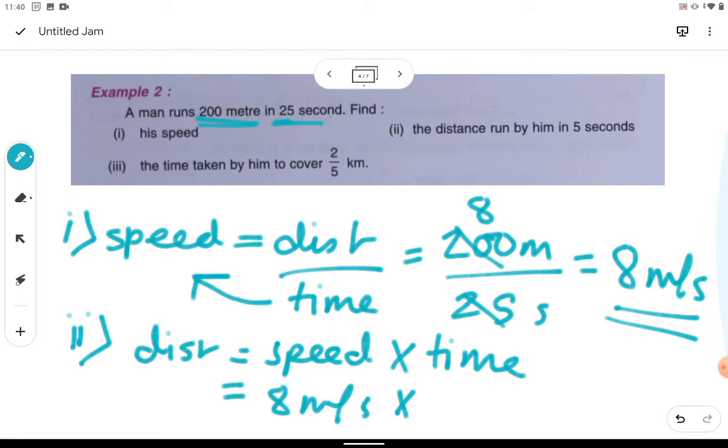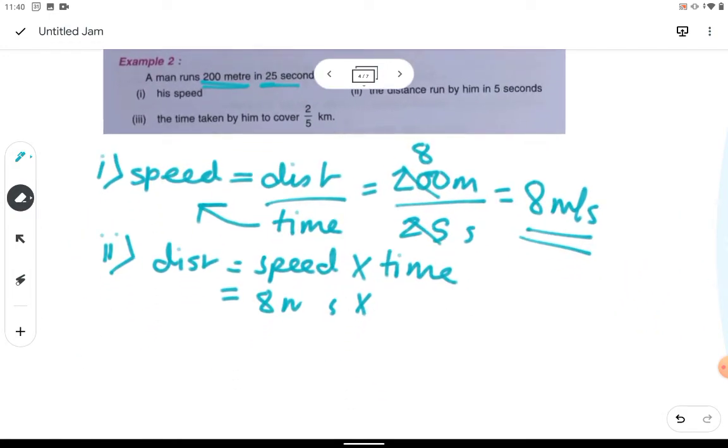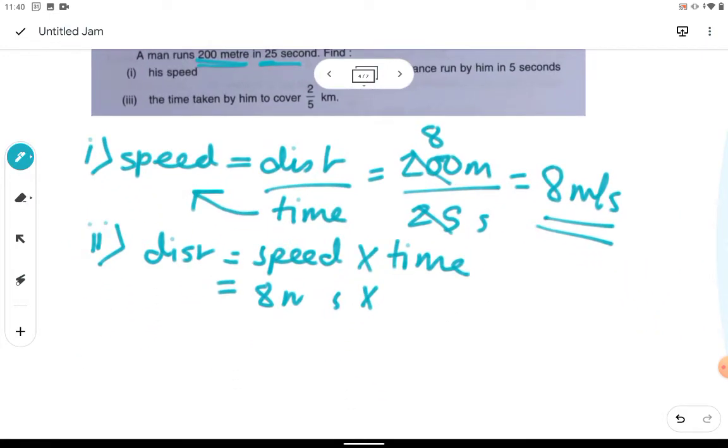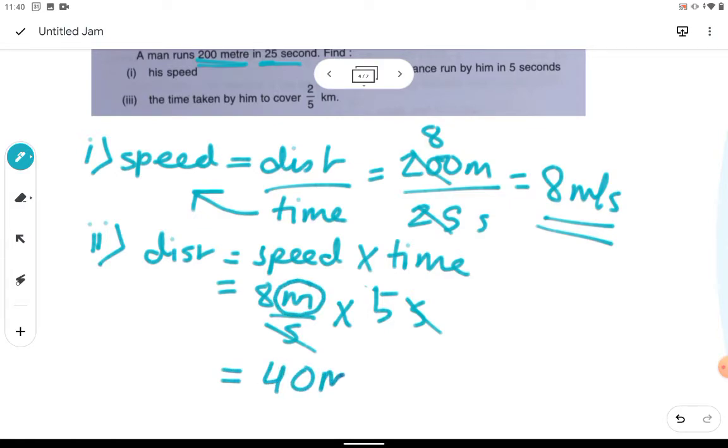Time is given as 1 second. 8 meter per second, we can take 8 meter per second as in this way, 8 meter per second into time is 5 seconds. Seconds get cancelled, so the unit of distance will be meter. 8 into 5 meter, 40 meter.